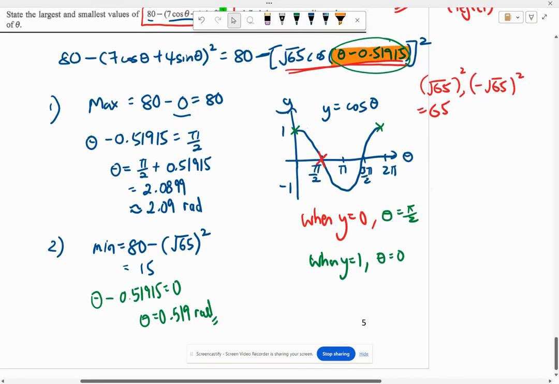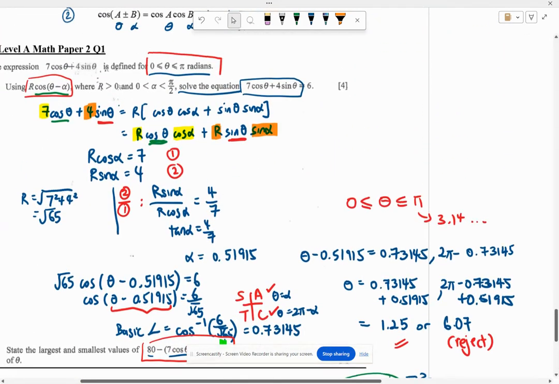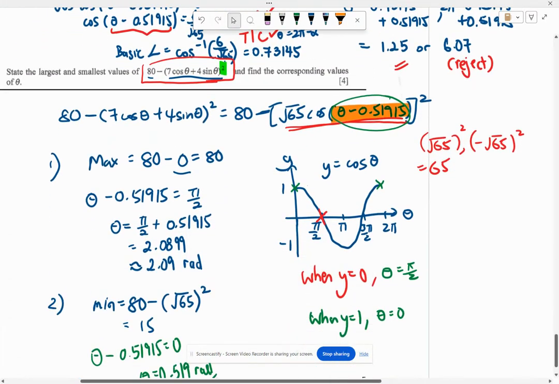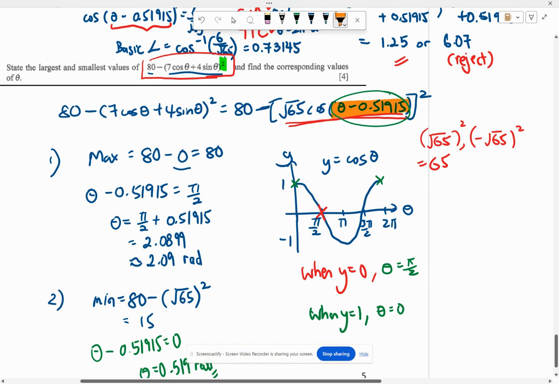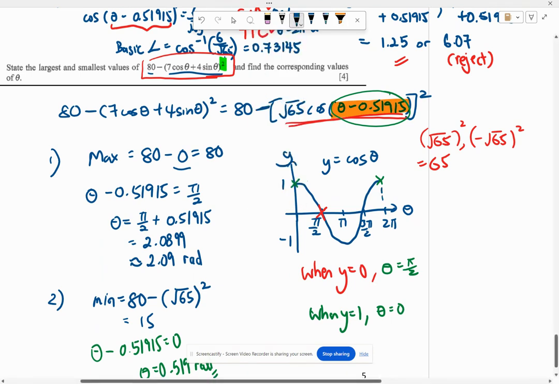And then manipulate it, got the answer. However, is there a need to go on to do for 2 pi? For this question, it's not necessary. Why? Because theta is only defined up to pi radians. So we do not go on to 2 pi for the maximum value of 1, it is not necessary. So we just stop over here.